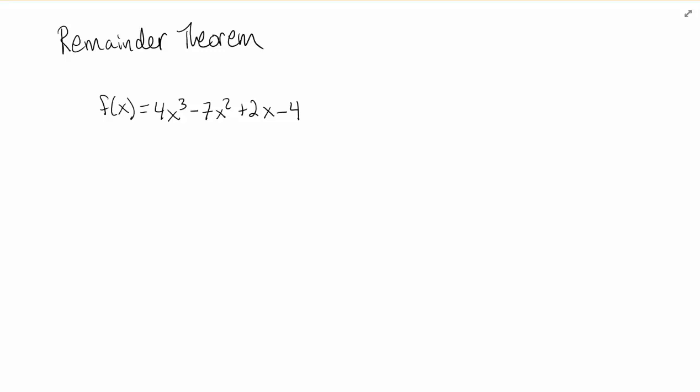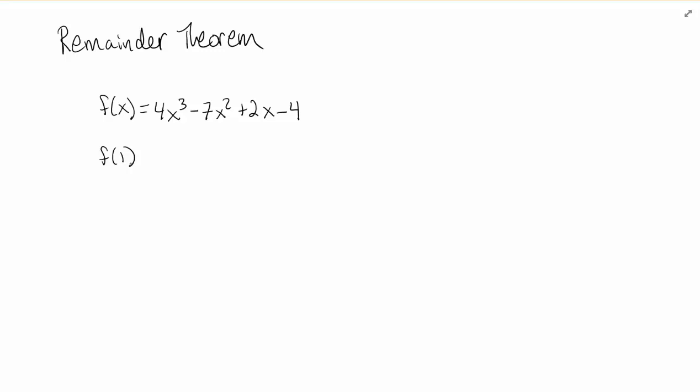Let's talk about the remainder theorem. So I'm going to talk about f of x equals 4x cubed minus 7x squared plus 2x minus 4, and I'm going to use the remainder theorem to evaluate f of 1. Now, of course, we could just plug in x equals 1, and it wouldn't be that bad algebraically, but this is going to be a nice warm-up example for how we use this.